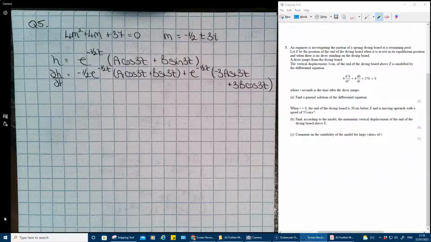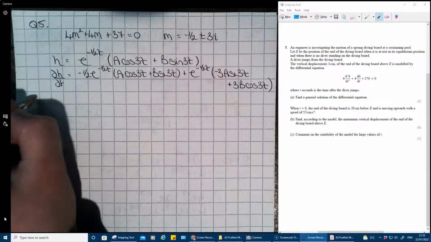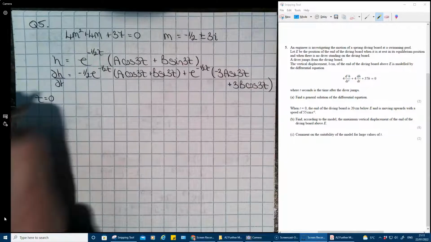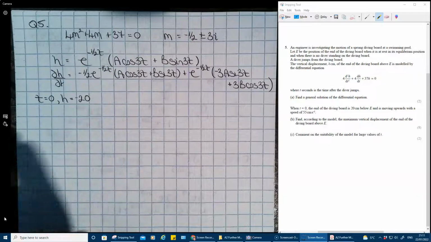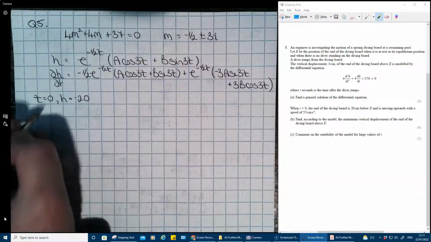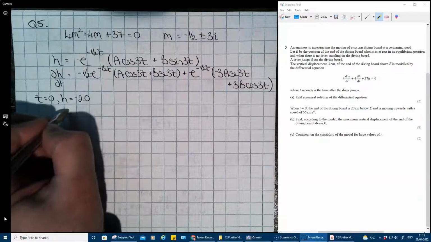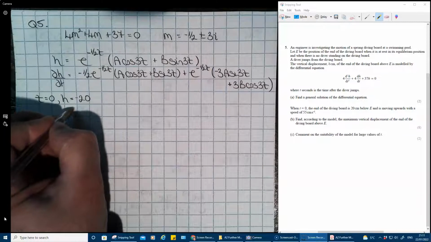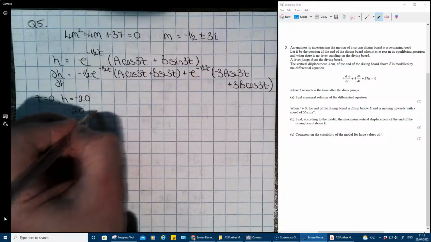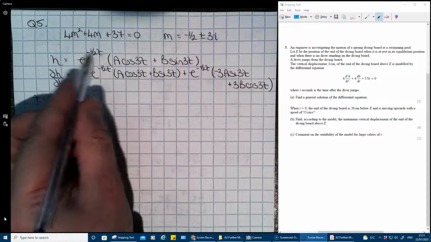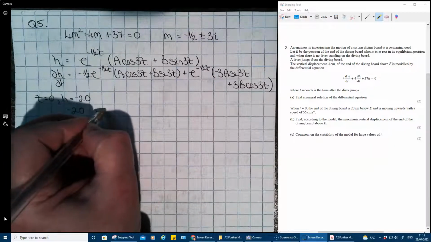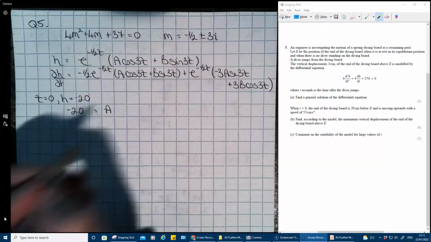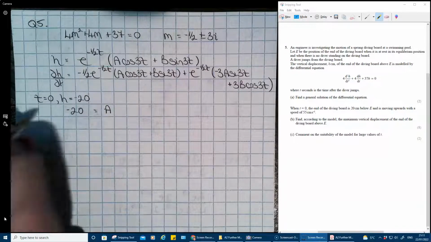Okay, and t is 0. h is minus 20. And also that gives us minus 20 equals, that's 1 cos 0, so just a. So that's a found, that's easy enough.